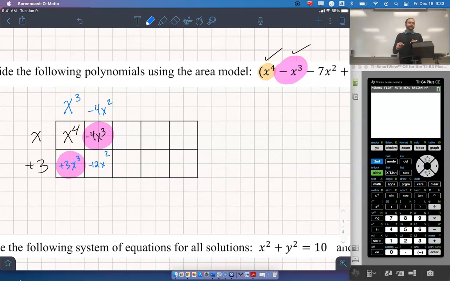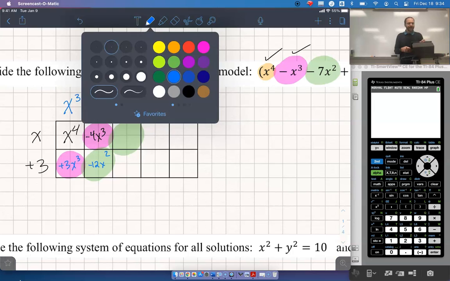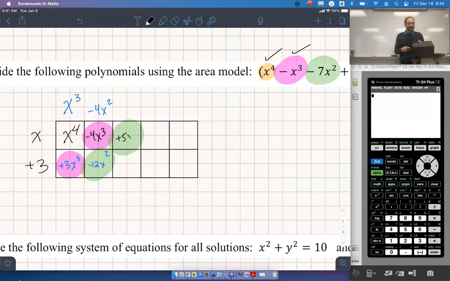So, I'm not going to re-edit this. My apologies, that happens. So that's a negative 12x squared. I wanted negative 7x squared. And so I need this and this to combine to give me a negative 7x squared. I have negative 12. I want negative 7. So I'm going to add 5x squared here. Negative 12x squared plus 5x squared, negative 7x squared, boom, golden, we're done.